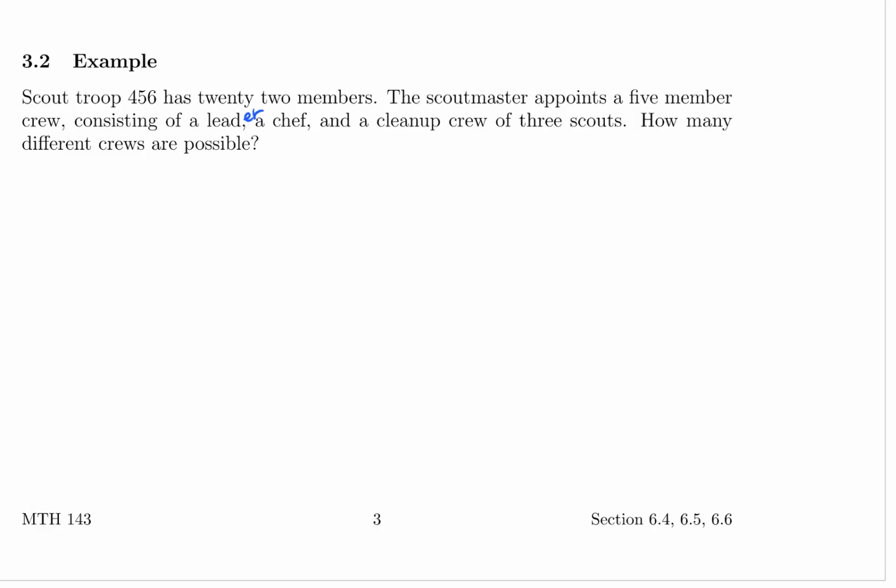In some cases, the order matters because we have titles. We have a leader, we have a chef, but within the cleanup crew, the order doesn't matter. There's no leader for the cleanup crew. It's just that there are 3 scouts who are in charge of the cleanup crew. So this means we're going to have to use both a permutation and a combination.